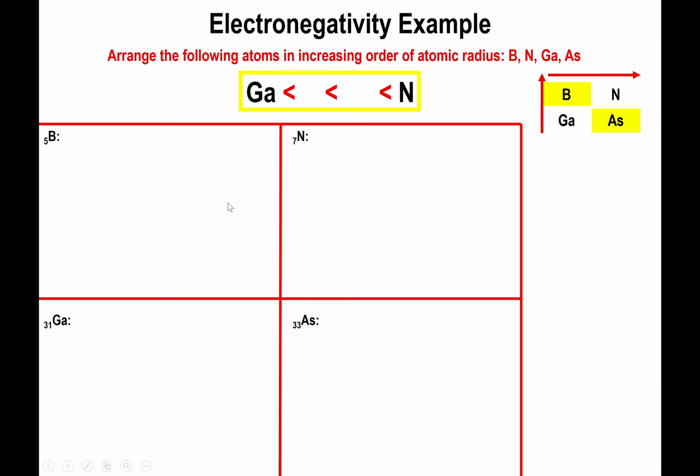But let's calculate the values for all four of them nonetheless. We start with electron configurations: 1s2 2s2 2p1 for boron, and 1s2 2s2 2p3 for nitrogen.